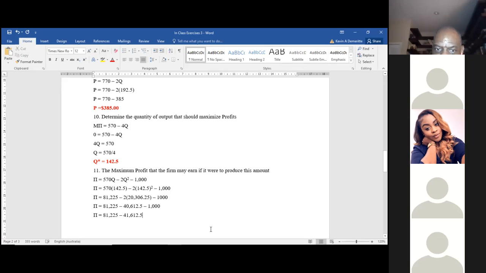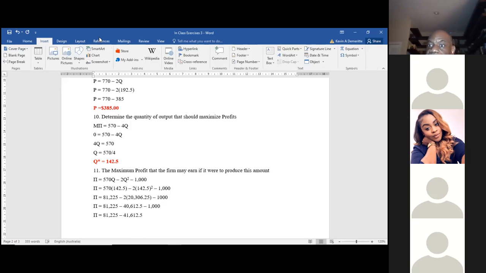Okay, yeah, it works. Now, looking at this, it still would give you the same 4612.5? So this is a negative 40,000, and this is a negative 1,000. So this is a negative, oh yeah, 41,000. Okay, all right, so insert symbol.